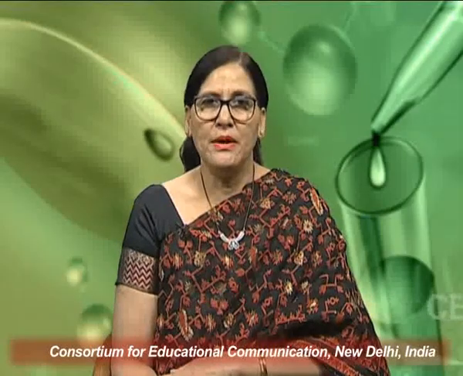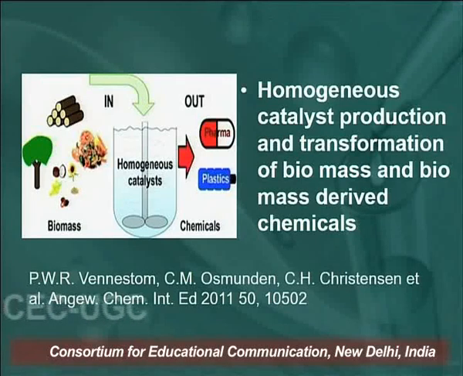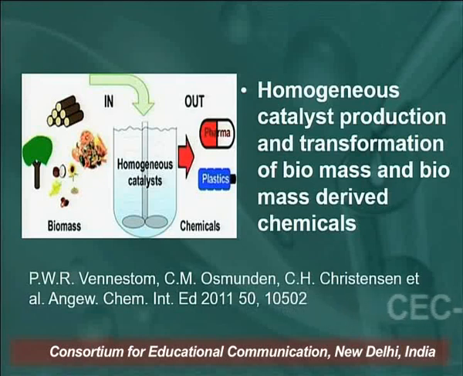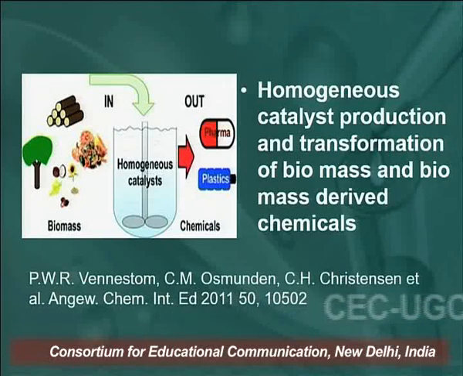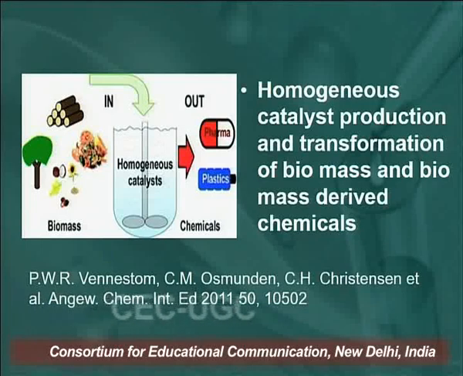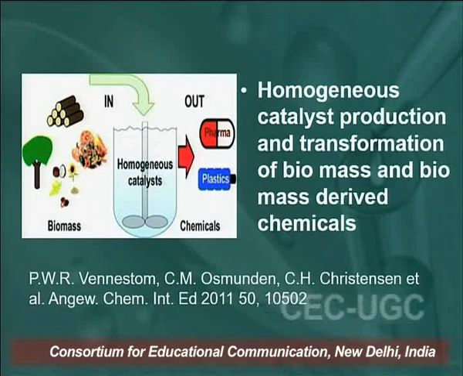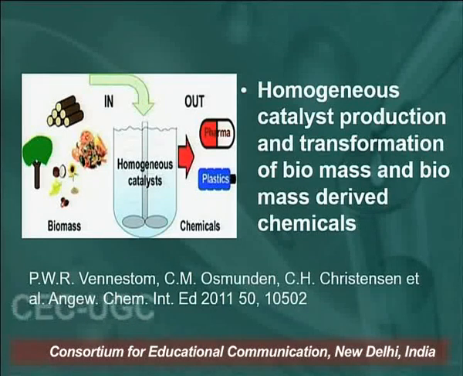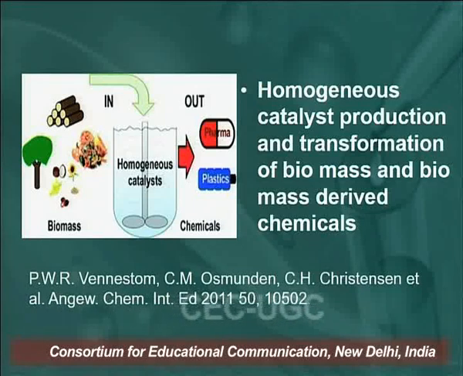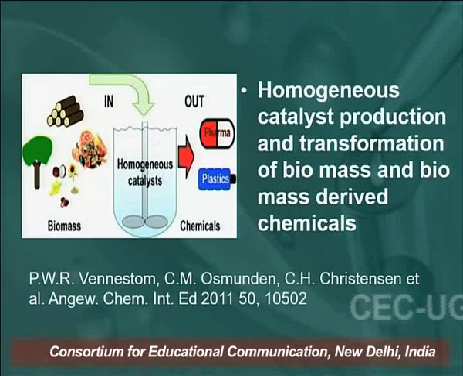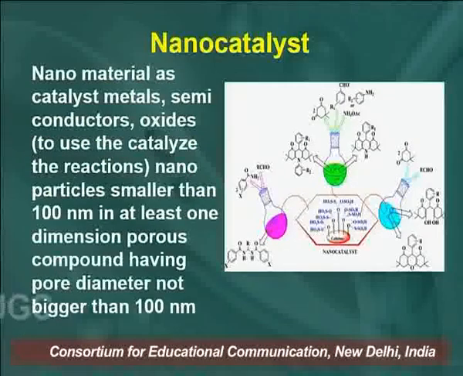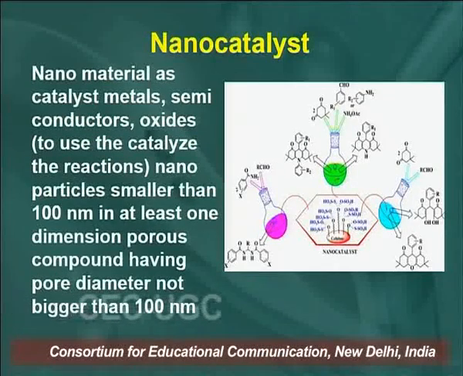In this example, you can see the homogeneous catalyst production and transformation of biomass and biomass derived chemicals, and that biomass derived chemicals we can use in pharmaceutical industries, in polymer industries and also as fine chemicals. So the reference is mentioned here. If you want to see more information or search more, you can go through this reference. Another type of catalyst is nano catalyst.